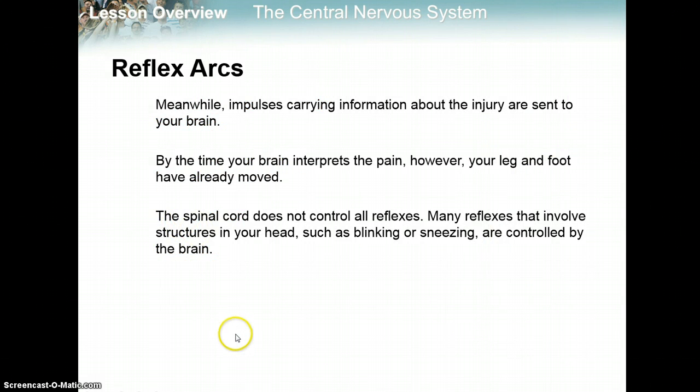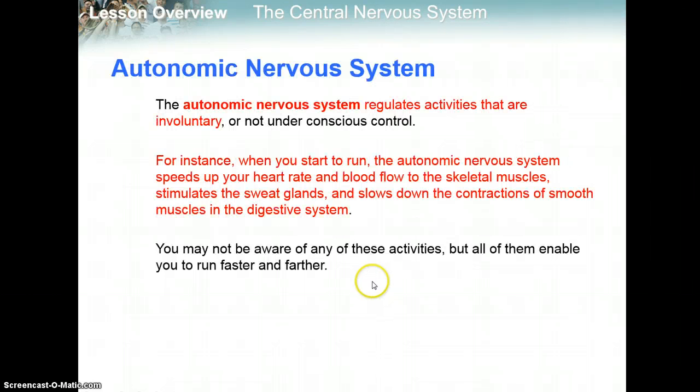Meanwhile, impulses carrying information about the injury are sent to your brain. So later on, your brain will get information like, ouch, you stood on a tack, so let's take care of that. By the time your brain interprets the pain, however, your leg and foot have already moved. The spinal cord does not control all reflexes. Many reflexes that involve your head, such as blinking or sneezing, are controlled by your brain. If someone swings their hand towards your face, you're going to blink and move your head back. Alright, so now we're at the autonomic nervous system.